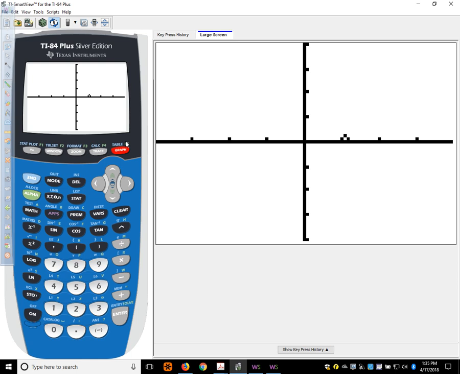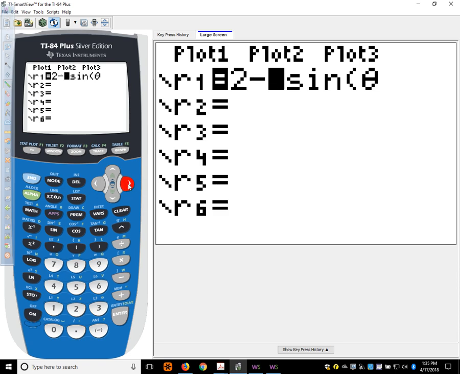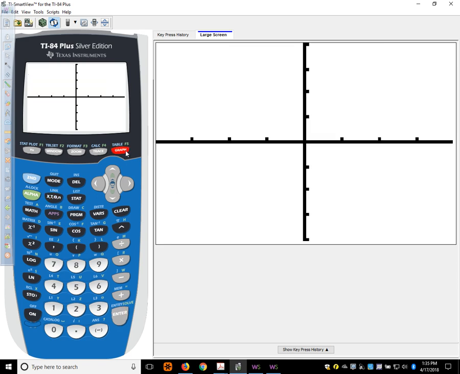So how would you guess the graph would change if instead of 2 minus 2 sine theta, it were 2 minus 2 cosine theta? It would just flip. It would rotate 90 degrees. We'd have symmetry this way, and we get a cardioid going the other way. So there's 2 minus 2 cosine theta.